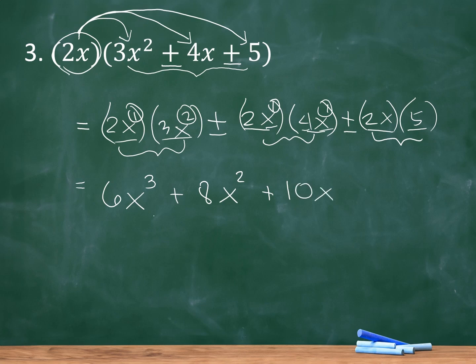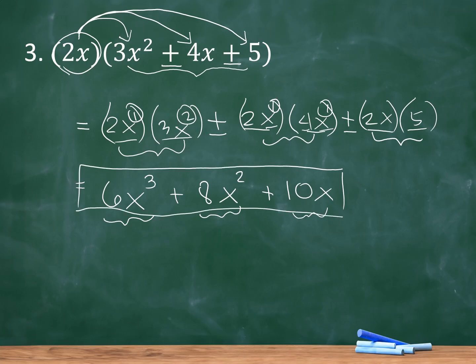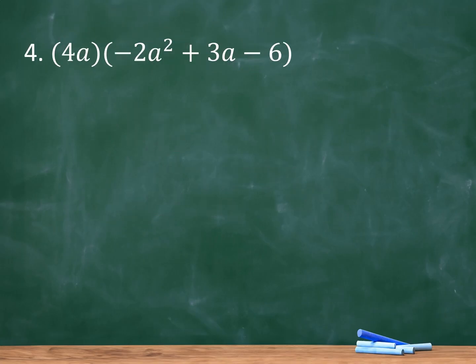Now the first term has a variable x cubed, the second term has a variable x squared, and then the third term has a variable x. So these terms are not like terms, so we cannot add them any further. So this will be our final answer, 6x cubed plus 8x squared plus 10x.